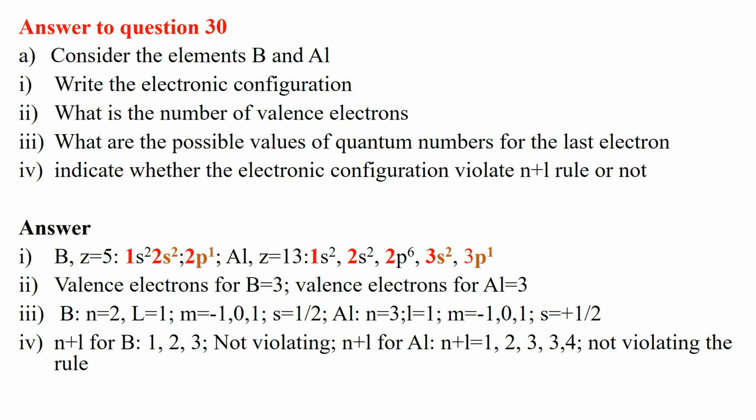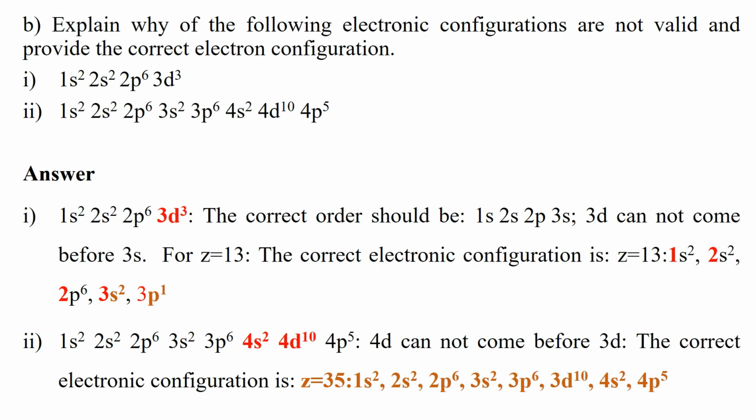Explain why the following electronic configurations are not valid and provide the correct electronic configuration. We have 1s2, 2s2, 2p6, 3d3. The correct order should be 1s, 2s, 2p, 3s. 3d cannot come before 3s. For Z equal to 13, the correct electronic configuration will be 1s2, 2s2, 2p6, 3s2, 3p1.